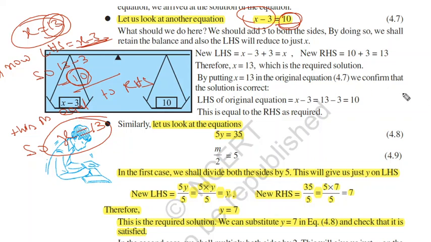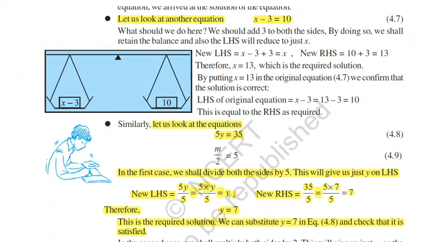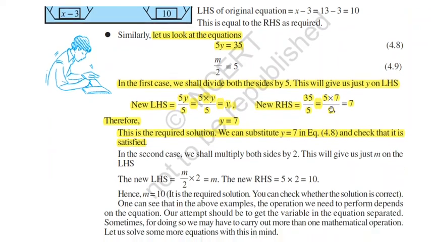Now you don't need to check this. Okay, the checking process is not mandatory for us. If the question is asking to check whether your answer is correct, then we have to do this. Otherwise, you don't need to check it. Now we'll take another example. Okay, we'll take this one. Here, let us take an example, 5y equal to 35.